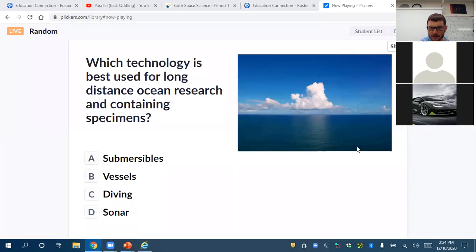And then anybody else, I think everybody else had other answers. So submersibles, just so you guys know, is for deep water missions. Vessels for far away. Diving is for shallow water. Sonar are sound waves used for mapping the ocean floor.